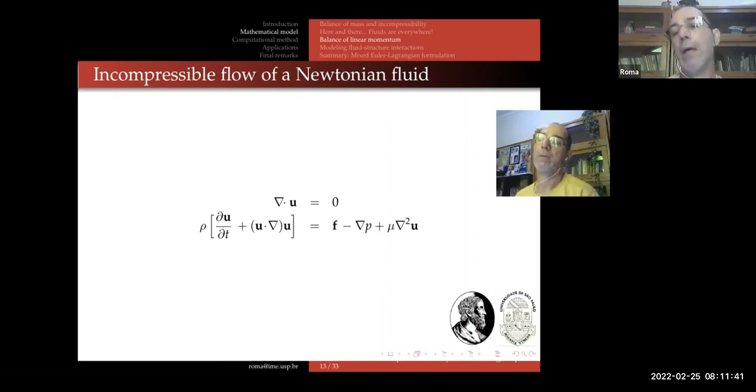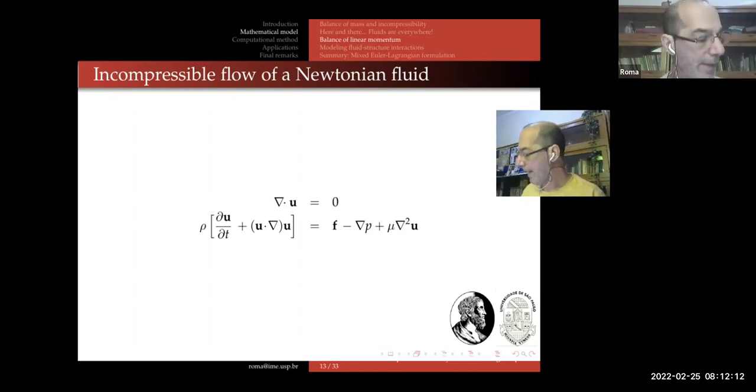So if you have elastic boundaries, you can think of modeling, for example, muscles, heart muscles. You can model, for example, heart leaflets, and you can push the mathematical model to some quasi-rigid structures as well. I will show you some examples of that. So let's start with the simplest things possible, okay?